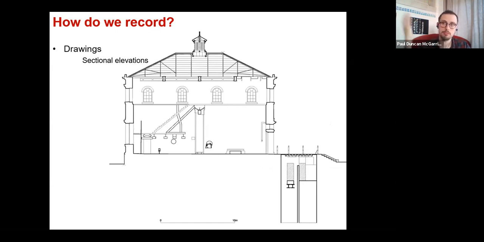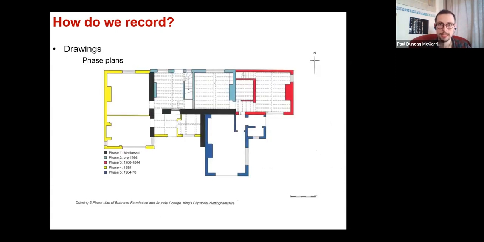Sectional drawings through the middle help you show the interactions of different rooms, particularly in things like this, which is a pumping house. You want to know how the entire structure works together, because the whole building is there for a single purpose and the machinery operated through different elements of the building. So a cross-section can help you understand that.